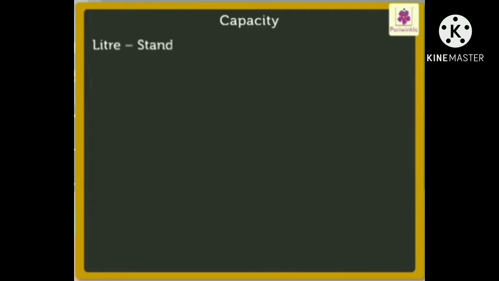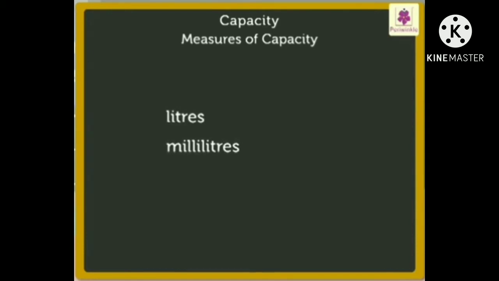Liter is the standard unit for measuring capacity. We measure the capacity of a container in liters and milliliters. A liter is represented like this. A milliliter is represented like this. Liter is the bigger unit and milliliter is the smaller unit of capacity.